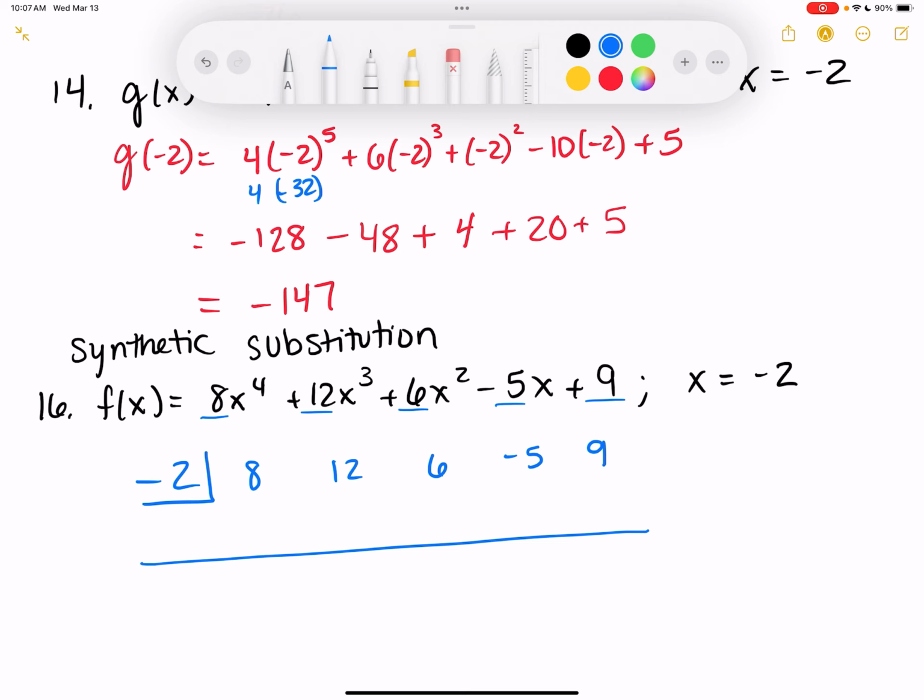So this is where you need to watch carefully. The first number gets brought down exactly. You don't do anything to it. It just gets copied down. That's an 8. Then we multiply this 8 times what's in the box. So 8 times -2 is -16, and that goes right here, under the next number. Add 12, that's -4.